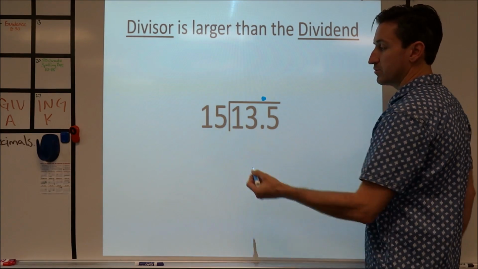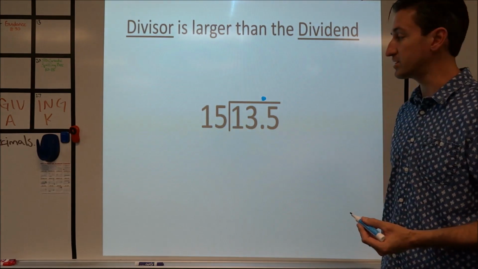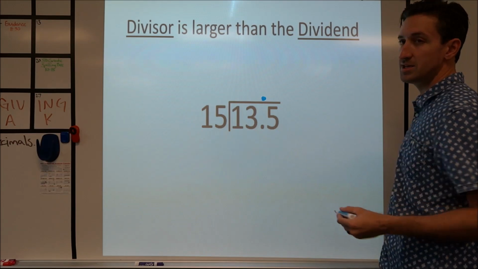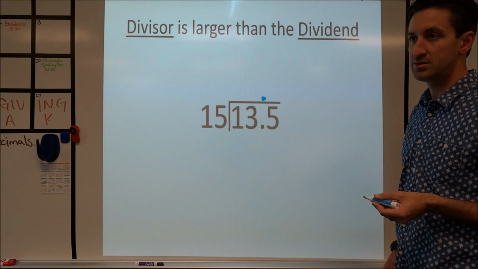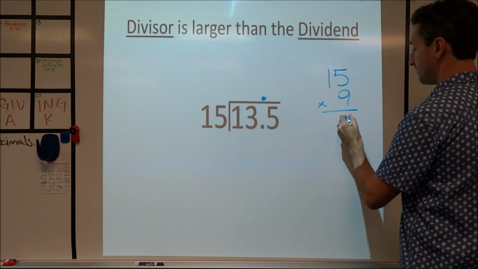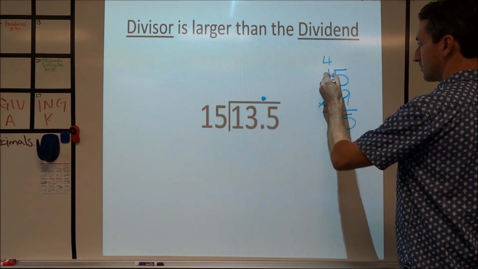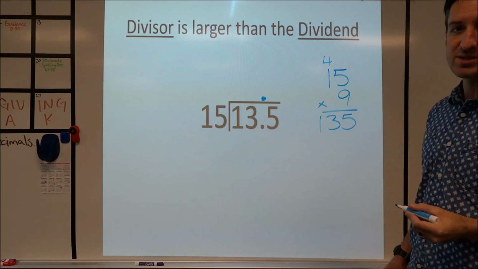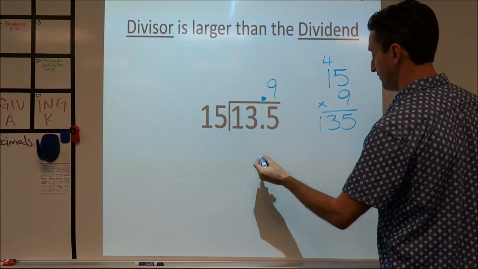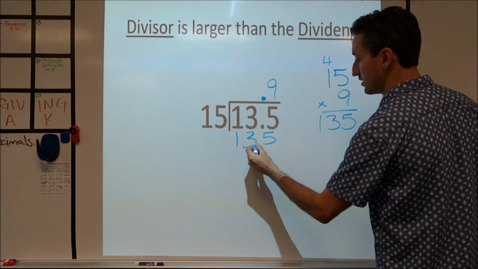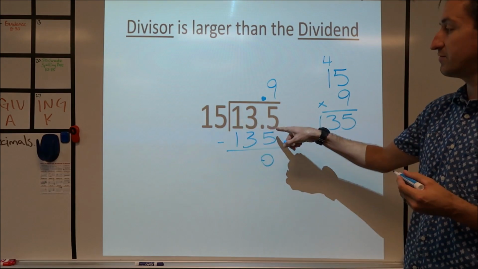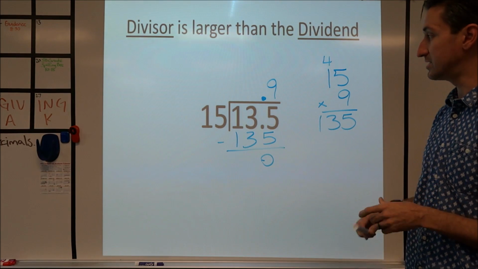I know 15 will not go into 1, and 15 will not go into 13, but it will go into 135. I know 15 times 10 is 150. So I'm going to try 15 times 9 out to the side. And 15 times 9 does equal 135, so I can go ahead and put a 9 in here. 9 times 15 is 135. Subtract and we get 0, so I know that 13 and 5/10 divided by 15 is 9/10.